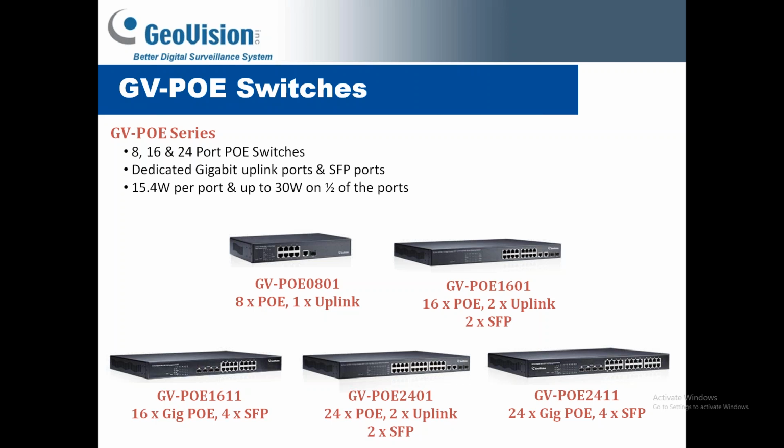Another nice thing about these, they really were designed for IP surveillance in mind. And you see that because of the fact that you have additional gigabit uplink ports as well as SFP fiber ports. So for example, on the 16-port switch on the top right, you've got 16 ports of PoE, 2 uplinks, and then 2 fiber SFP ports. That allows you to have a port to go back to your NVR and then even link to another switch if you need to. So you're not losing one of your PoE ports as an uplink port.